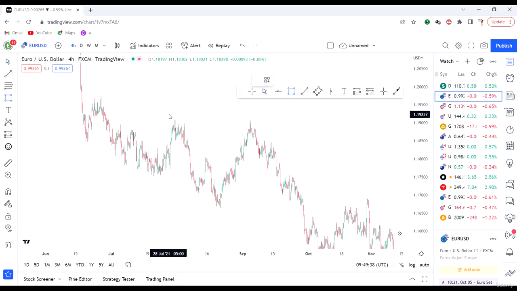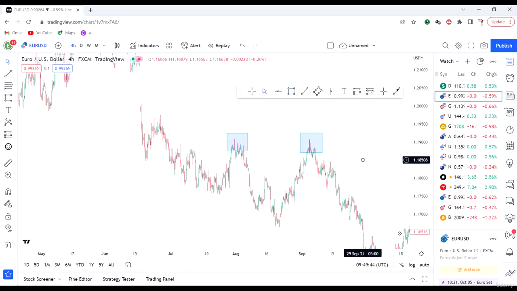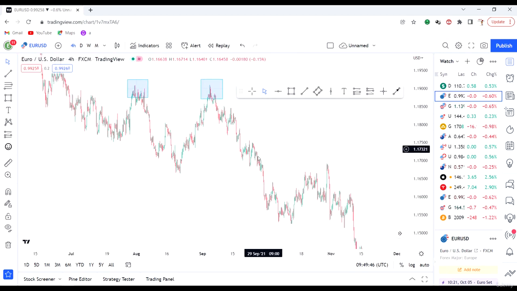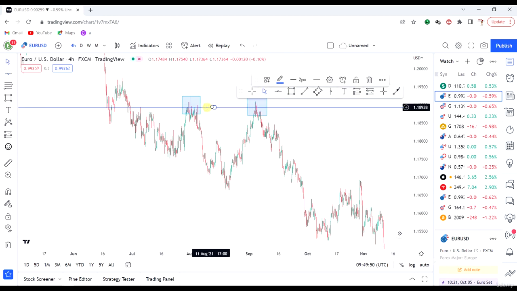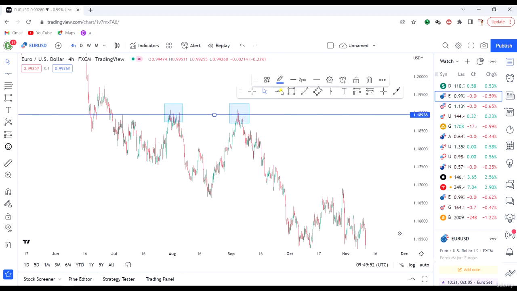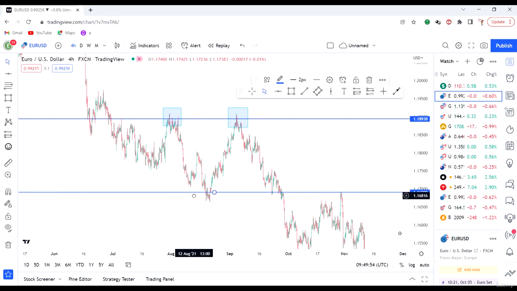So let me draw out this line. Now this is the first top and this is the second top. When you're doing this in Forex trading, it needs a lot of attention, needs a lot of observation.